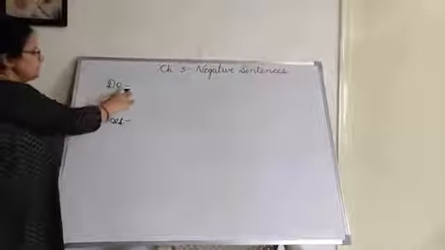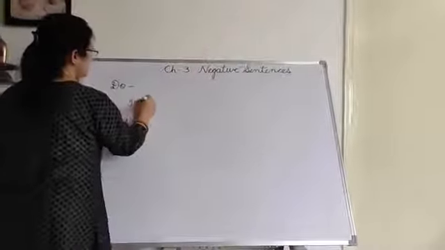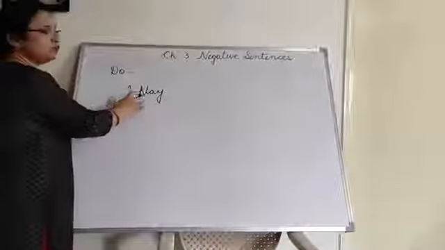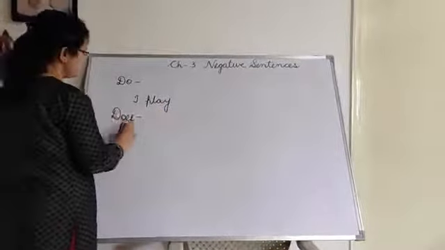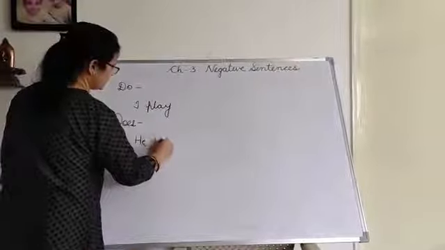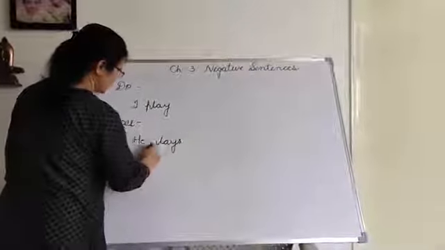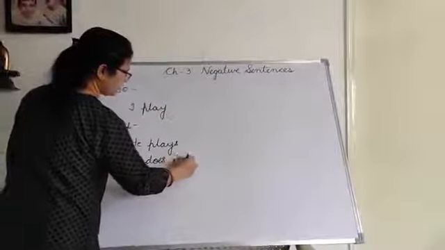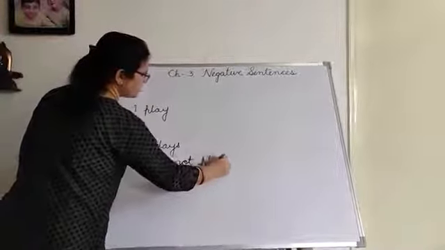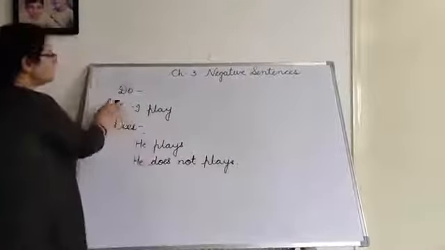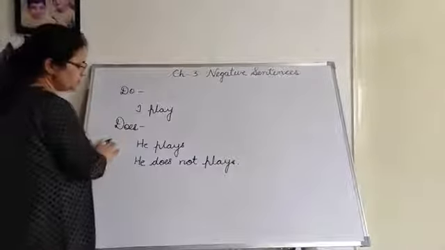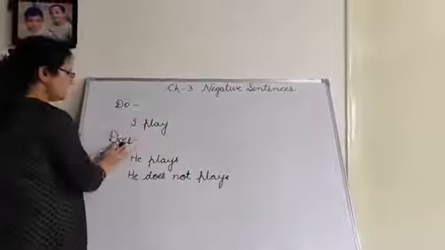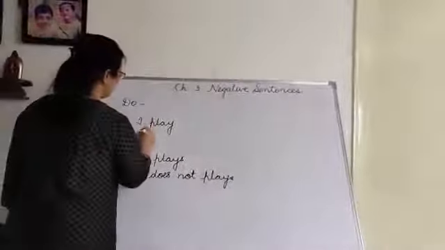Like, I play. Now let's see one example. I play. Now what will be the negative? I do not play. Now, he plays. He does not play. So children, with do and does, you will place not after does and do. Play, I do not play.